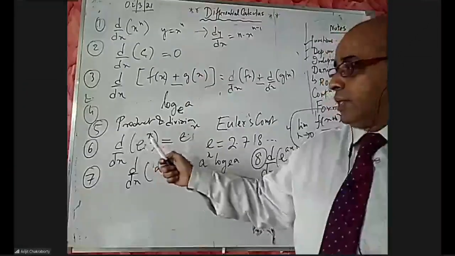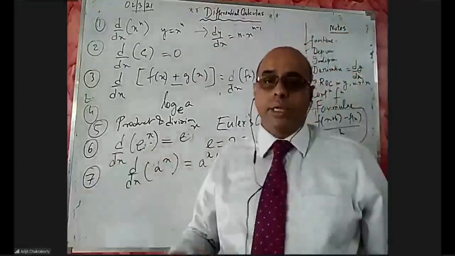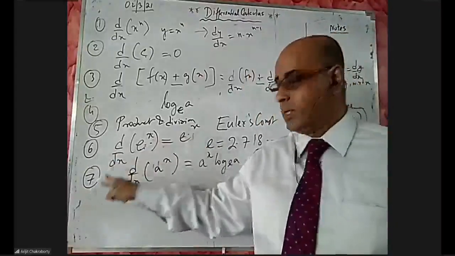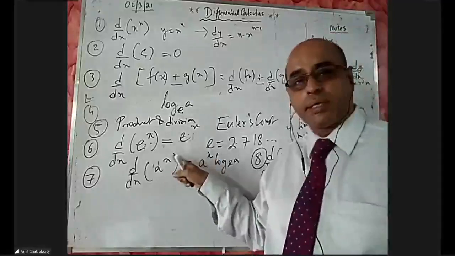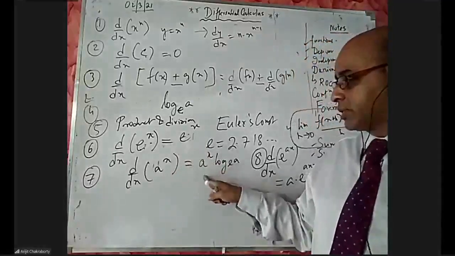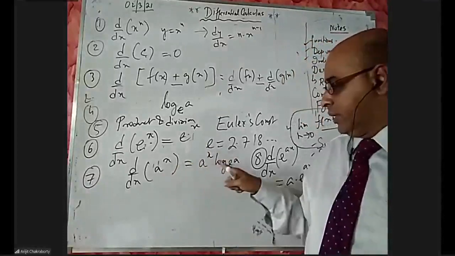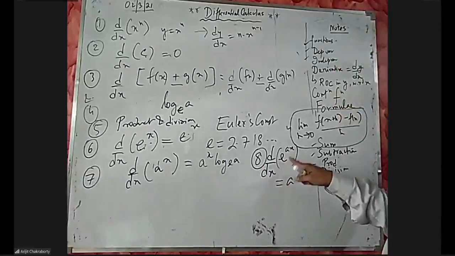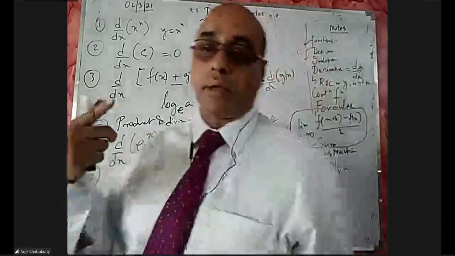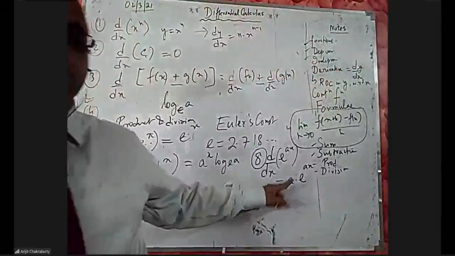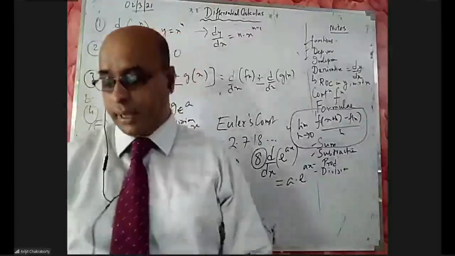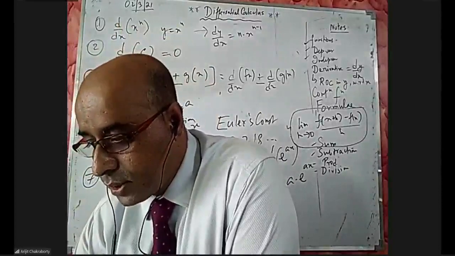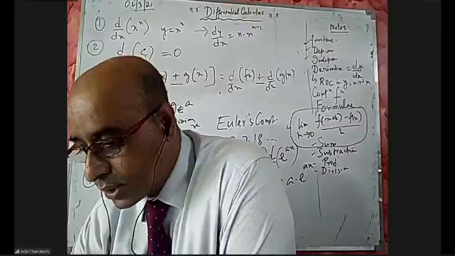6th formula is e to the power x, where e is the Euler's constant. The answer will be the same. 7th formula is a constant to the power x. So the differential coefficient is a to the power x, same term, into log a to the base e. And finally, d/dx of e to the power ax, where a is a constant, it will be a into e to the power ax. Right, so these are something we have to remember. And these are also called the standard formula.